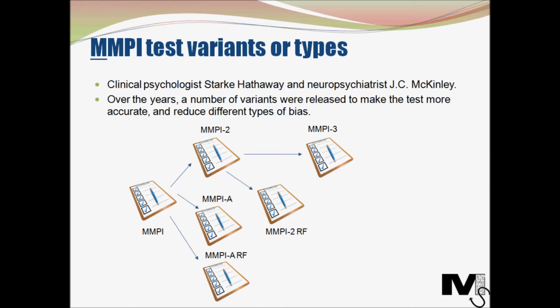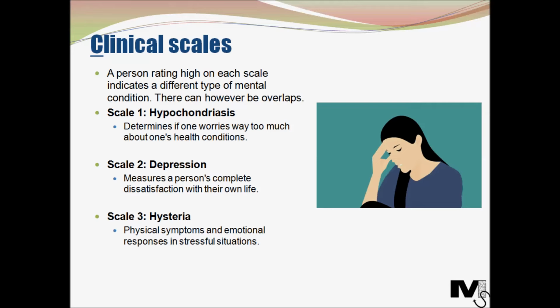The RF versions use slightly different types of scales. Right, so the first types of scales are the clinical scales. There are 10 different clinical scales in the MMPI. A person rating high on each scale indicates a different type of mental condition. There are, however, overlaps between the scales, so the scales are not actually absolute.